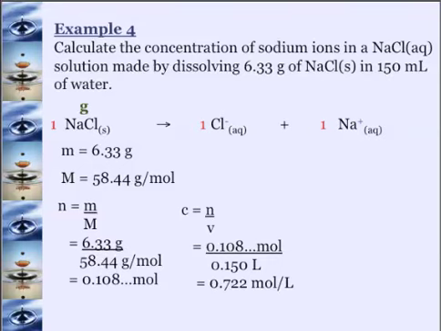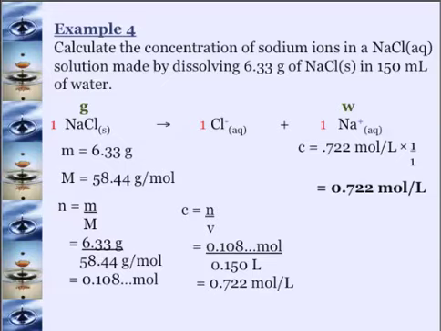Then we need to find out the concentration of that solution. Once I've figured out that concentration, that's what I'm given. What I want is the amount of sodium ions. I have the concentration of the NaCl, and it's a 1 to 1, so that means that's the concentration of my sodium cations. The next video we're going to watch is on net ionic equations.